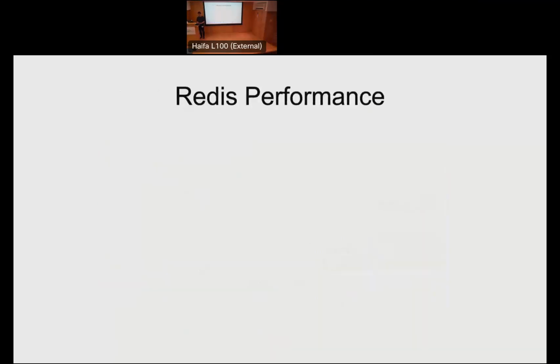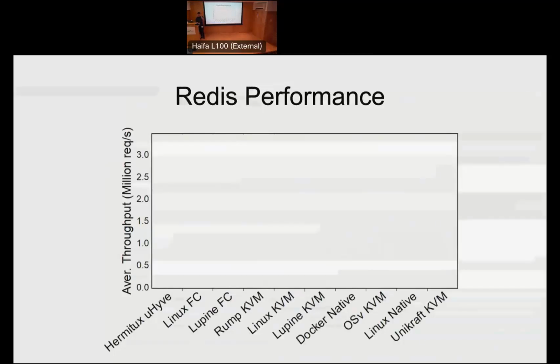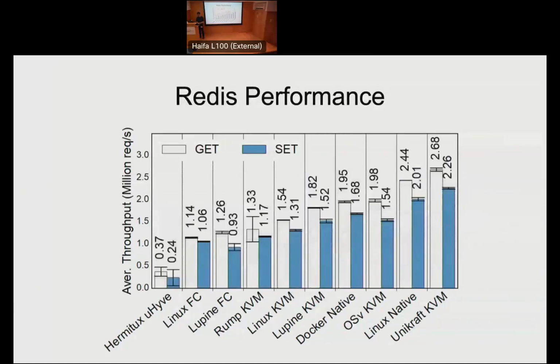Finally, let's take a quick look at throughput. Here I am going to show numbers for Redis, but we have more results in the paper that I'm happy to discuss if you have questions. We measured throughput in millions of requests per second for a number of systems, and we recorded them for 2 types of queries. Overall, the virtualized Unikraft is actually quite close to native Linux performance here.